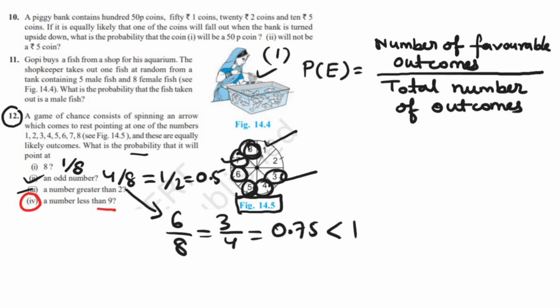So numbers 1 to 8, all of them are numbers less than 9. So it is 8 out of the 8 options, which is a 1. So probability of getting a number less than 9 is the probability of a sure event.